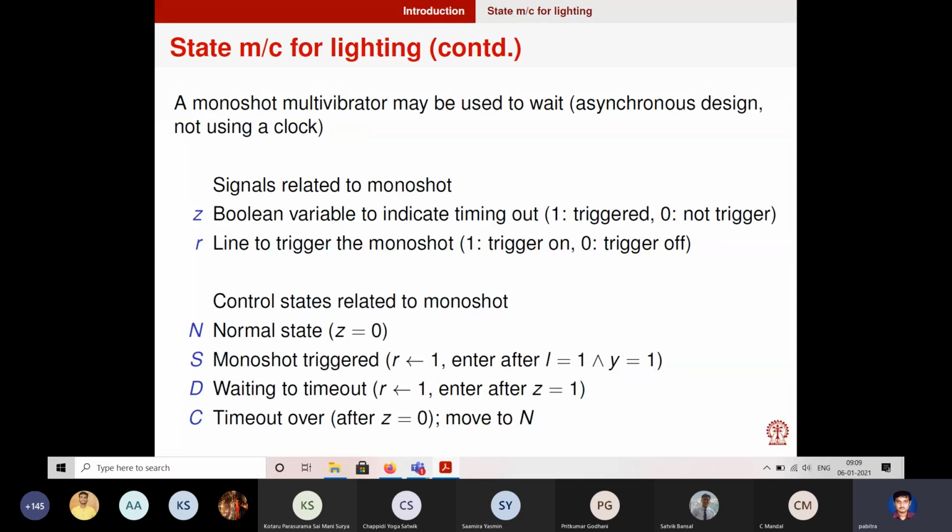And then you have another state which is waiting for timeout. This is when it's triggered. After that, z equal to 1, then it will go to this, it will wait for the timeout state. Anything inside the delta interval will be in the D state. And then the C state is when this delta is over. You have come back to z equal to 0. Now you can move on to the next state, the normal state. So you see there is no clock here. The L and Y and then Z, these events determine when it should be triggered or not triggered.